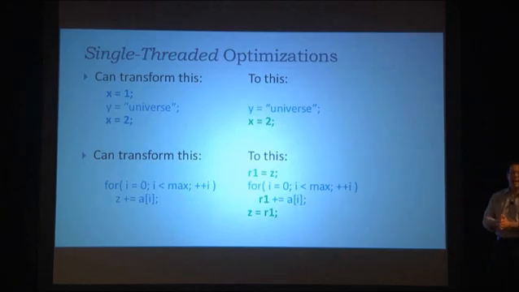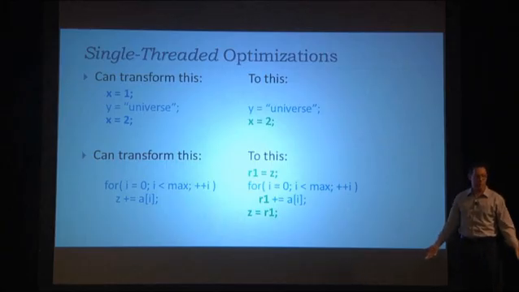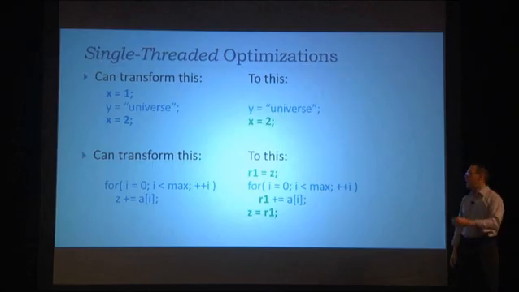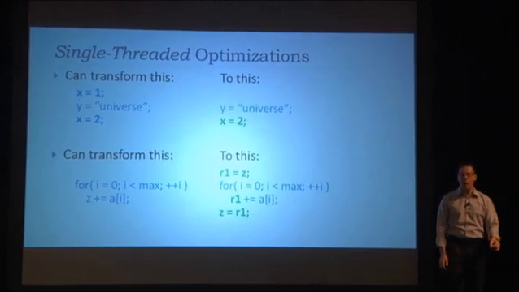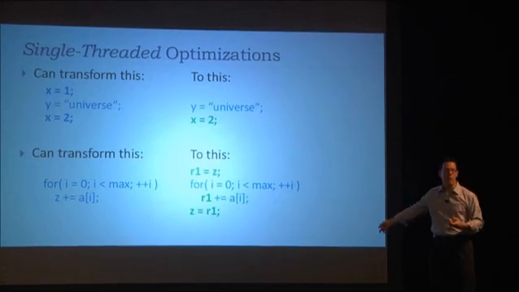Observable effect is the same. So in a single-threaded program, the left-hand side and the right-hand side give you the same answer, right? So this is perfectly legitimate, and this happens all the time. Probably at least 30 years ago, the last time you saw a compiler that didn't do both of these.